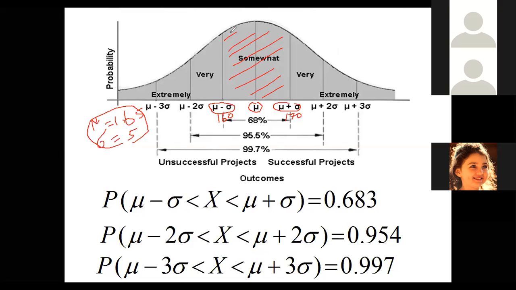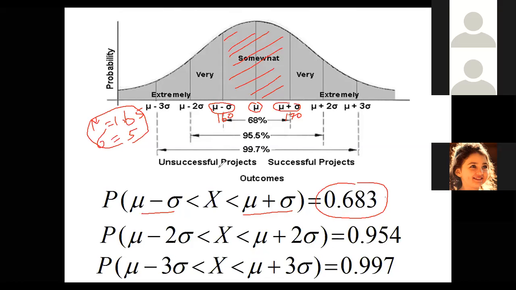That area is a constant value. The probability between mean minus sigma and mean plus sigma is always having an area of 68.3%. Or in other terms, total probability is 1. That is a speciality. So this is 0.683.